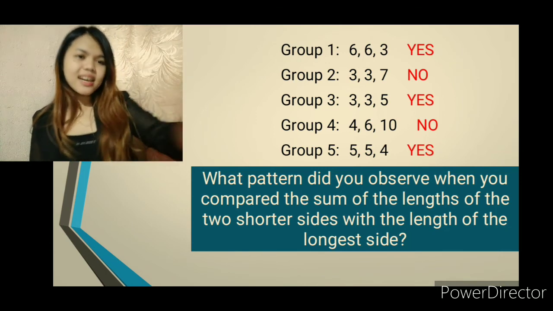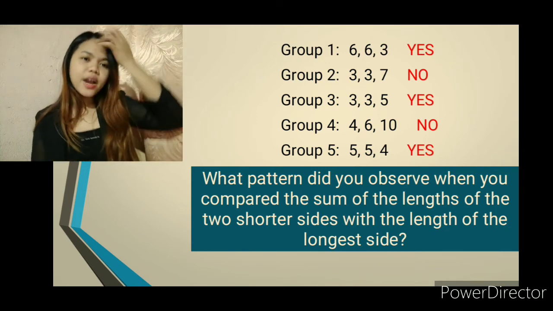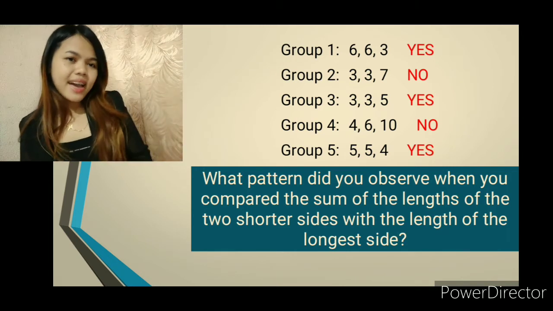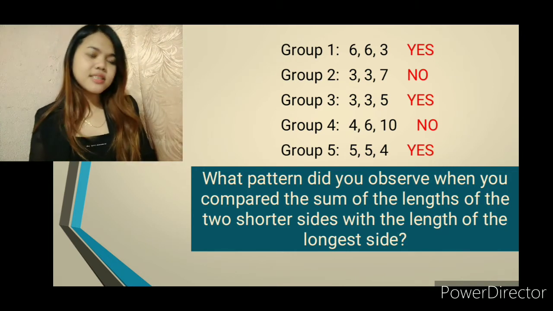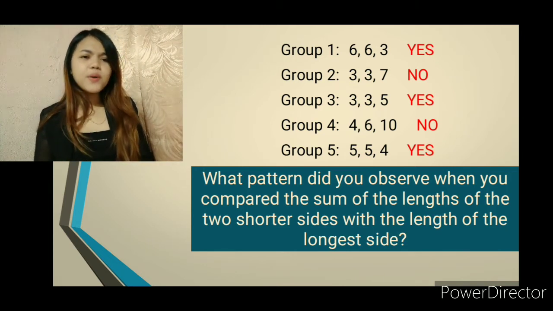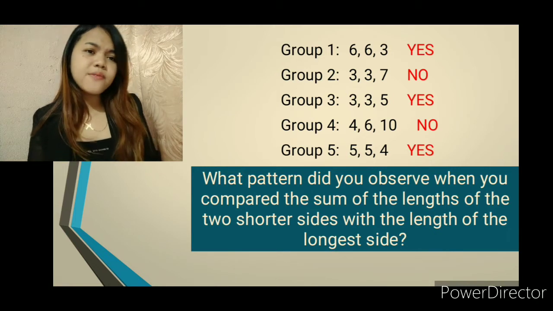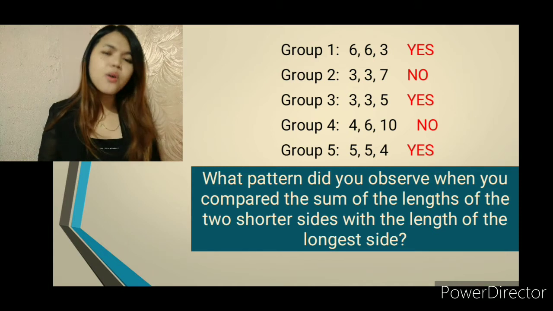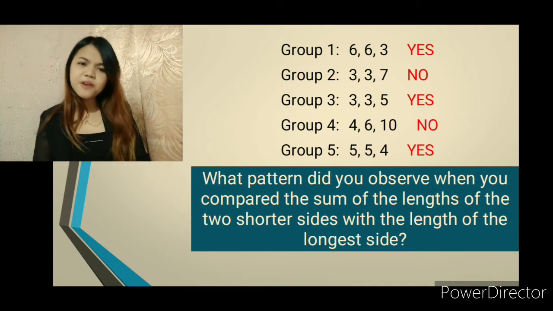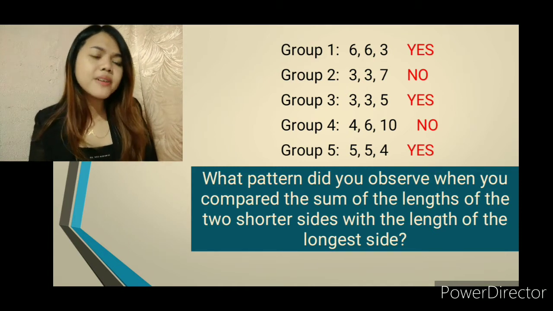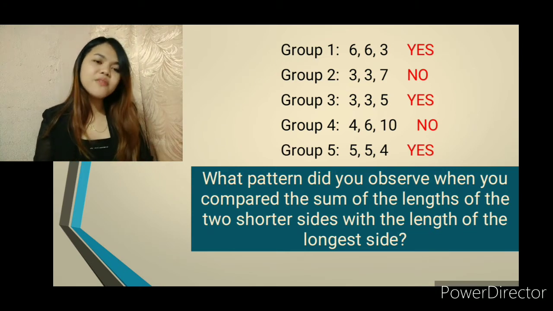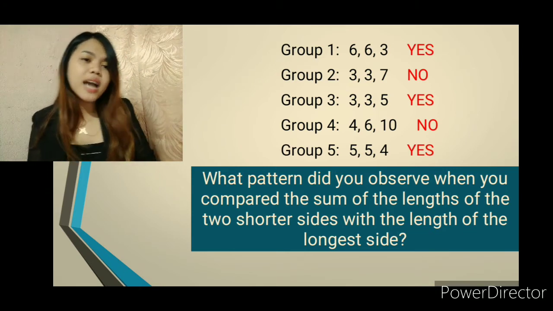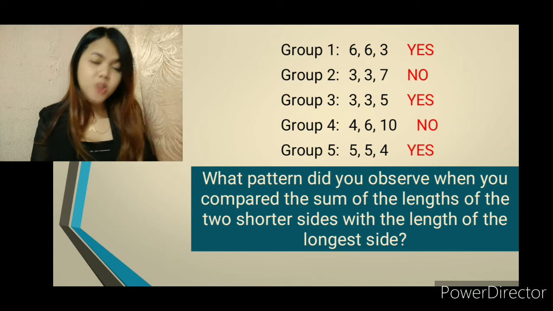Let's see again the triangles. Group 1, it's a yes. Group 3, it's a yes. Group 5, it's a yes. And group 2 is a no, and group 4 is a no. When can we say it is a yes? When can we say it's a no? So what pattern did you observe when you compare the sum of the lengths of the two shorter sides with the length of the longest side?